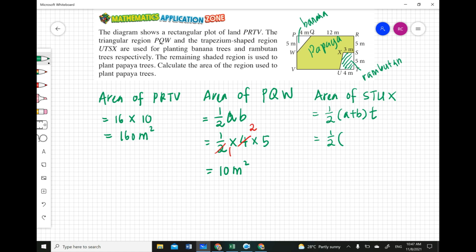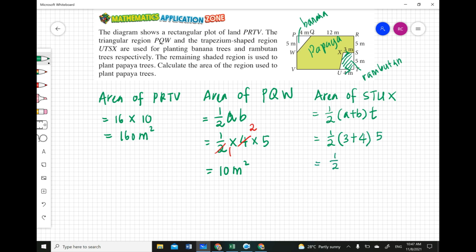Yes, very good. You determine the parallel line. This is the parallel line here. So it is 3 plus 4. The T is 5, correct. Then we continue.